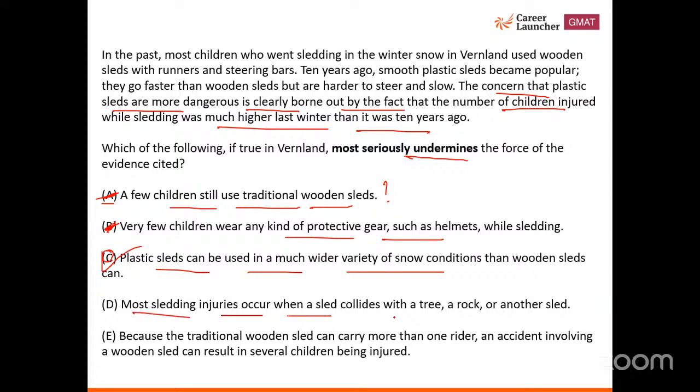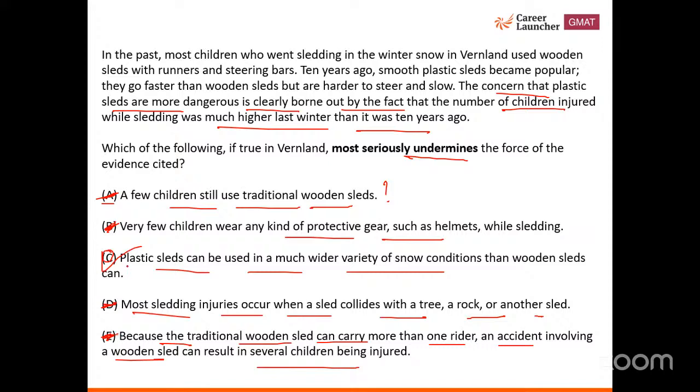Most sledding accidents occur when a sled collides with a tree or rock. That will be the same for both plastic and wooden. Because a traditional wooden sled can carry more than one rider, are we saying wooden sleds are more dangerous?